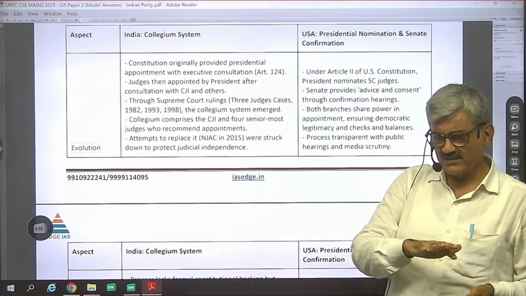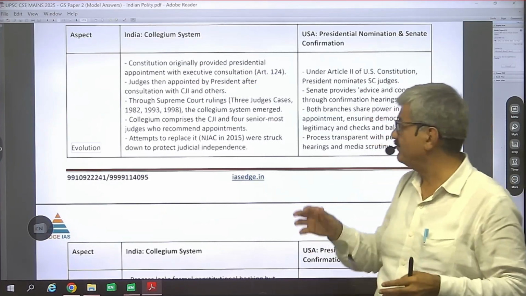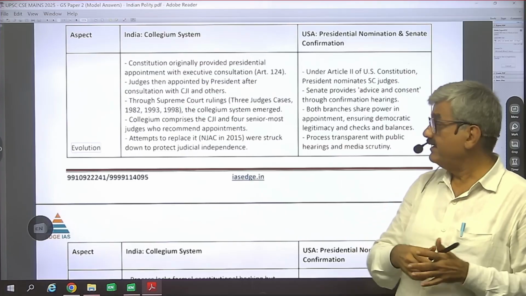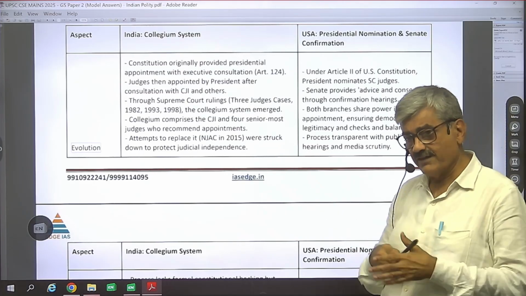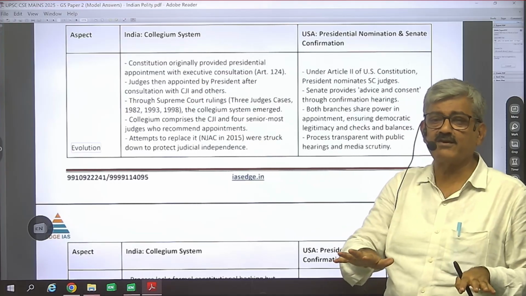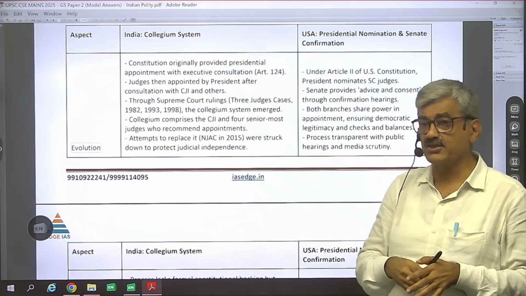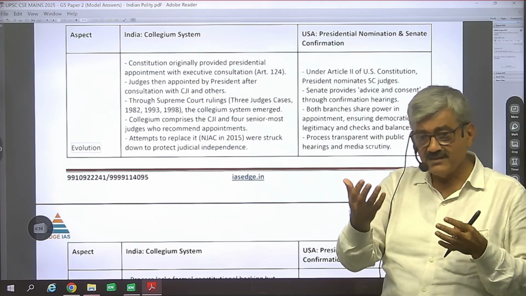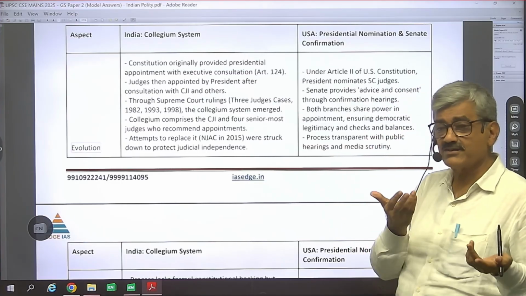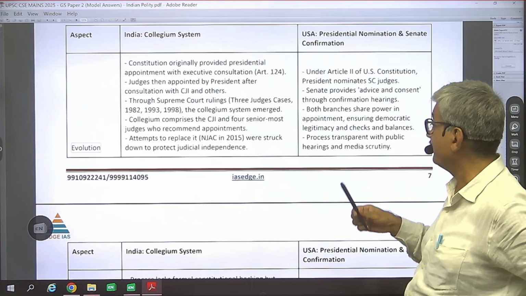NJAC, the Supreme Court doesn't agree, then the collegium system, then the executive or the government requesting a review of it. Then finally, the issue was settled in favor of the collegium system, which continues till date. However, the last appointment has to be done by the executive, with the recommendation of the Prime Minister, by the President of India.